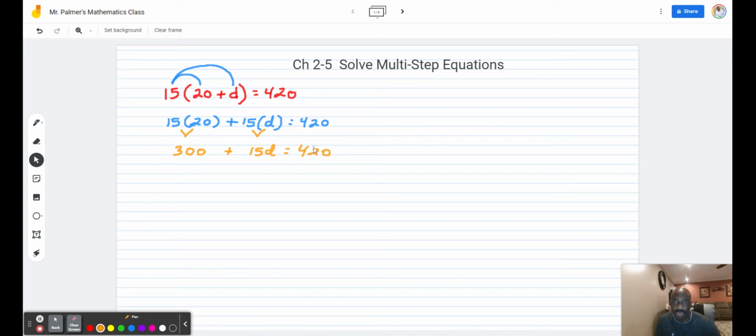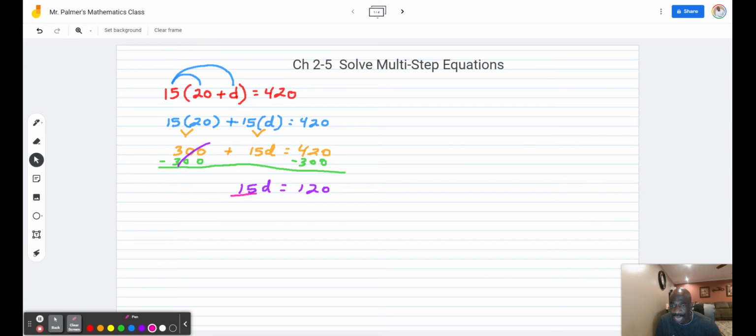Notice I have this now, no parentheses. Now what you have now is a regular two-step equation. All right. So now what would we do if we saw this in a regular two-step equation? We would subtract 300 from both sides. Whatever I do to one side, I do to the other side. Draw your line all the way across, right? They would cancel there, and we have 15d equals 120.